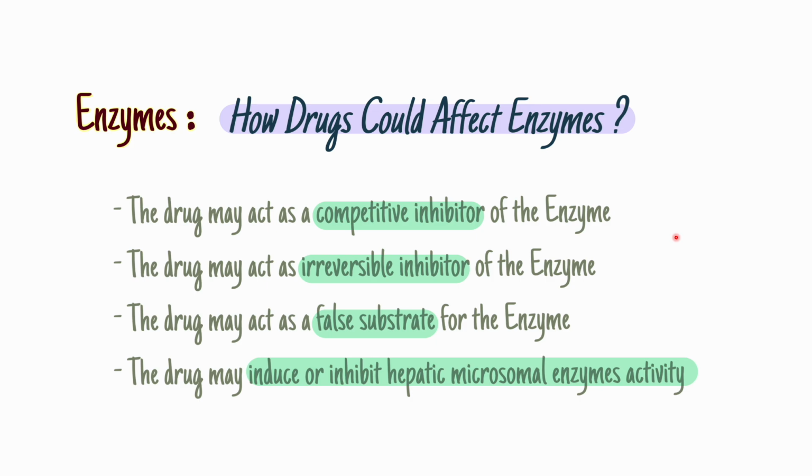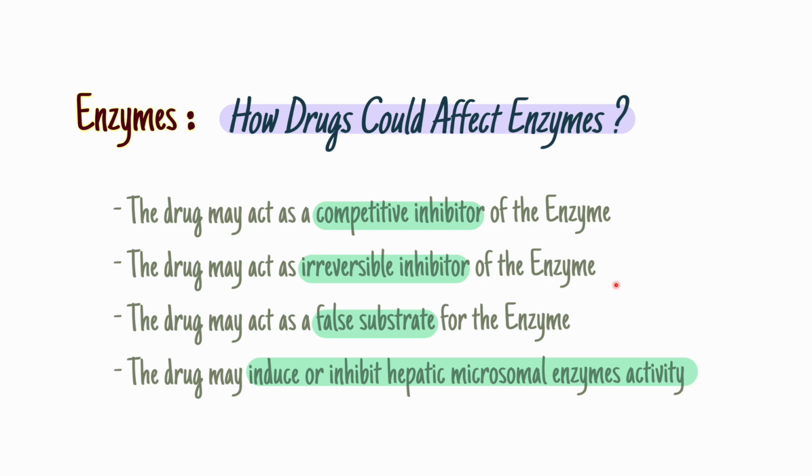And the second one is the drug that may act as an irreversible inhibitor, which means that it doesn't matter about the concentration of the drug. Once it binds to the enzyme, it never lets it go. As it binds, the inhibition happens and the enzyme remains inhibited. An example is penicillin.